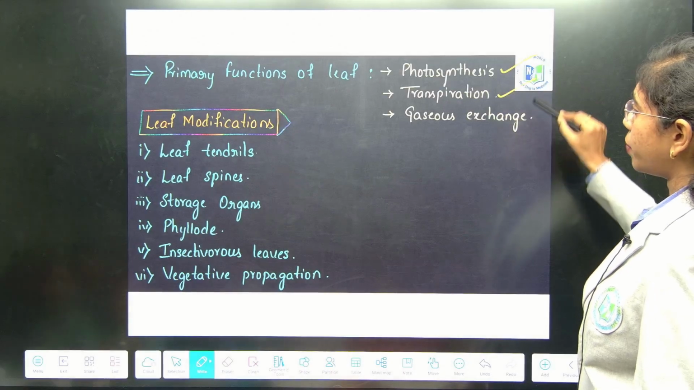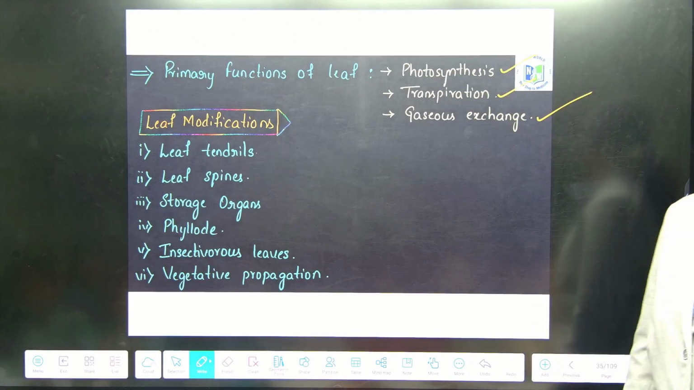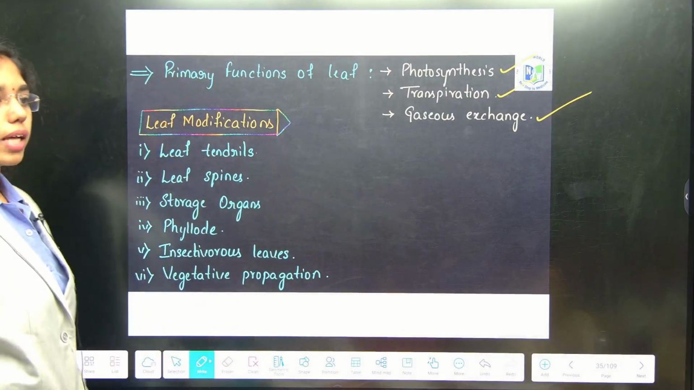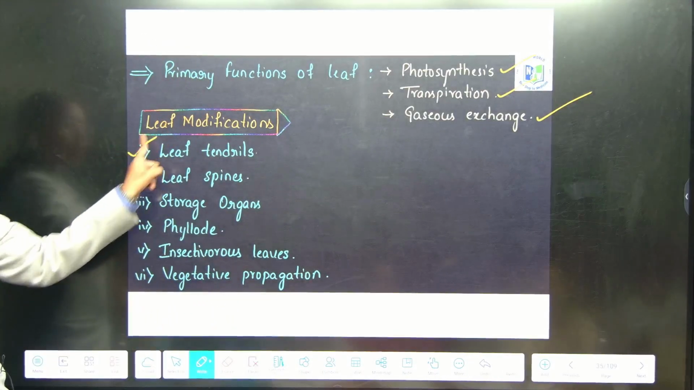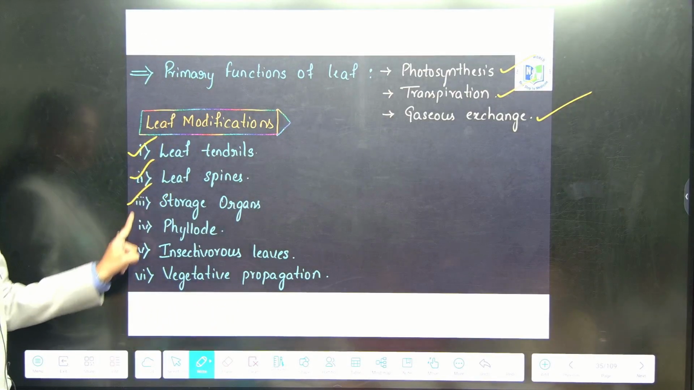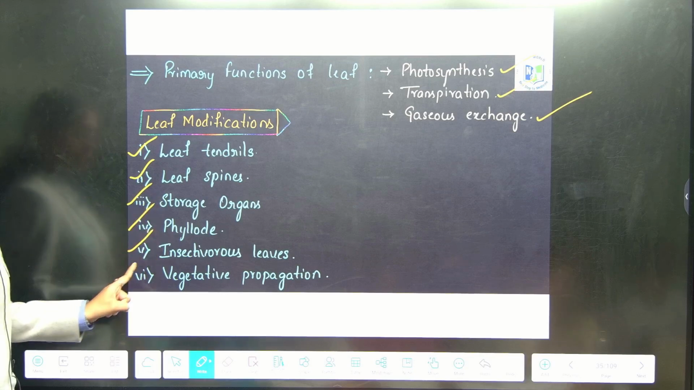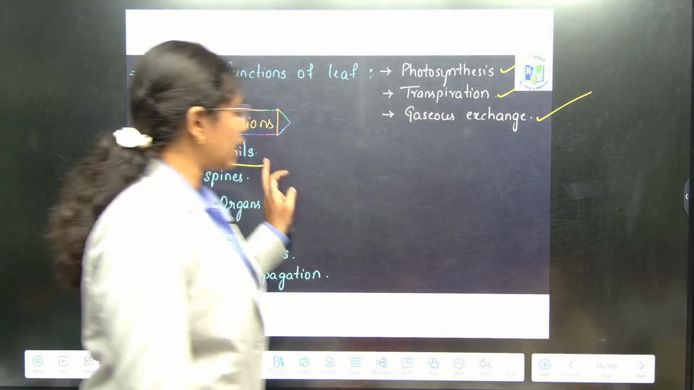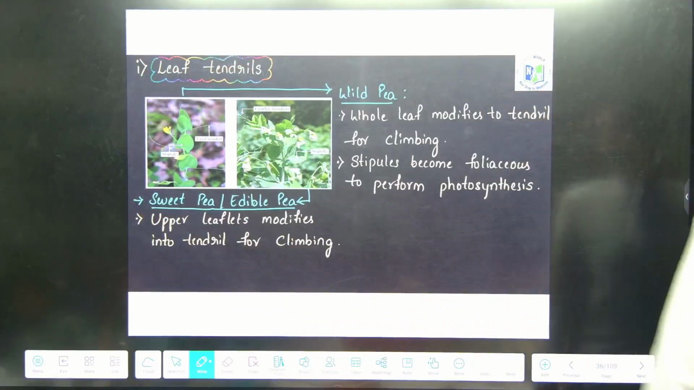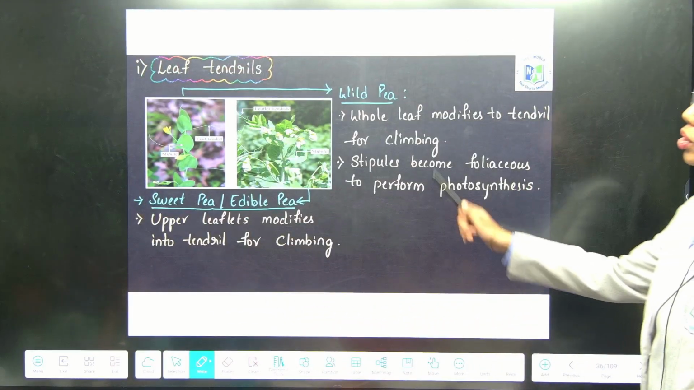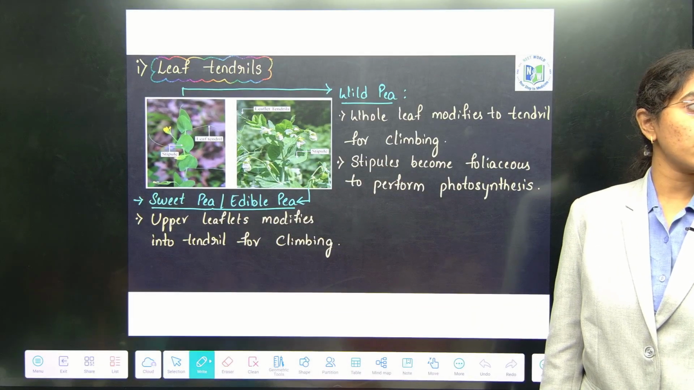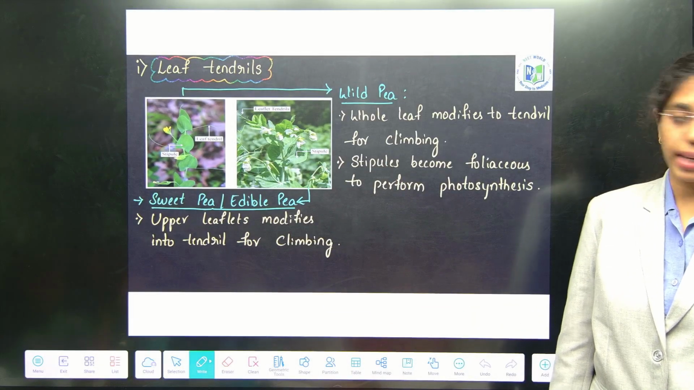Photosynthesis, transpiration, gaseous exchange. Apart from this, if they are providing any other functions, they are modified to leaf tendrils, leaf spines, storage organs, phyllodes, insectivorous plants and vegetative propagation. First is leaf tendrils. Don't get confused between leaf tendrils and stem tendrils. Stem tendril is the modification of what? Terminal bud and auxiliary bud.